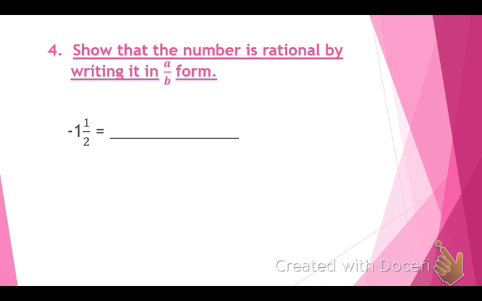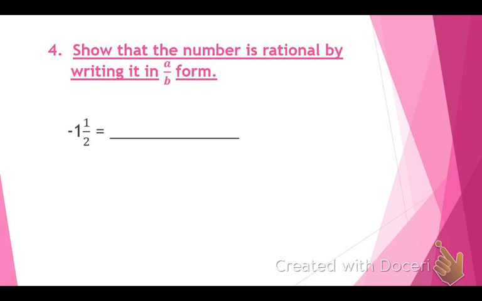All right, next one. Number 4, show that the number is rational by writing it in A over B form. I do not have mine right now in A over B form. What kind of an answer do I have there? A mixed number. I don't want a mixed number anymore though. I want it to be A over B form. Who can help me out with this one?